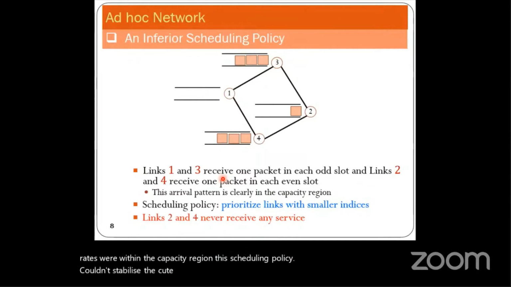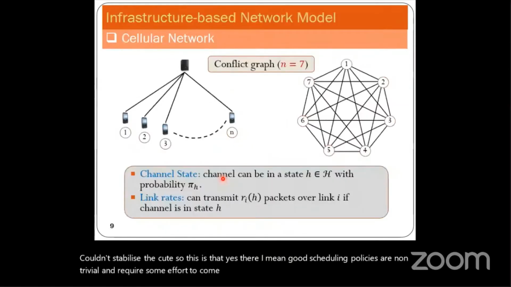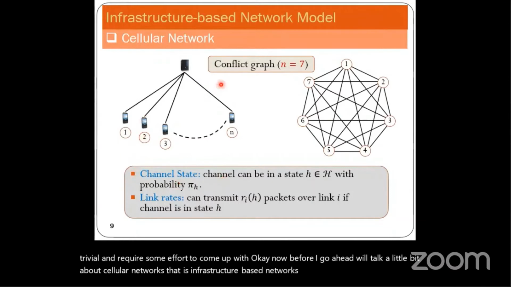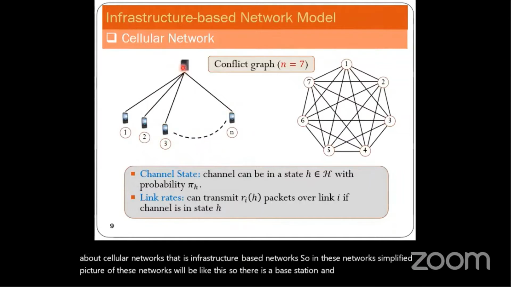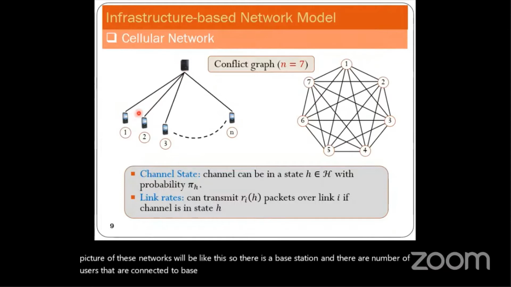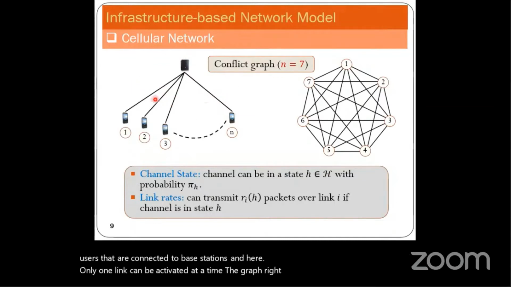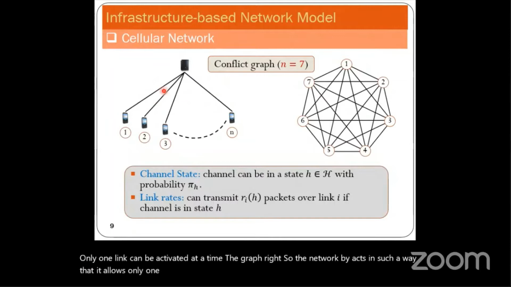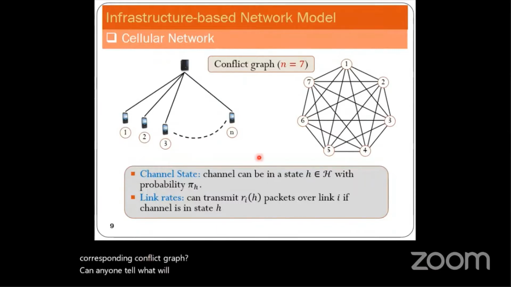So this says that good scheduling policies are non-trivial and require some effort to come up with. Now, before I go ahead, we'll talk a little bit about cellular networks, that is, infrastructure-based networks. A simplified picture of these networks is like this. There is a base station and there are n users connected to the base station. Here only one link can be activated at a time. So the network allows only one link to be activated at a time. So what will be the corresponding conflict graph? Can anyone tell?